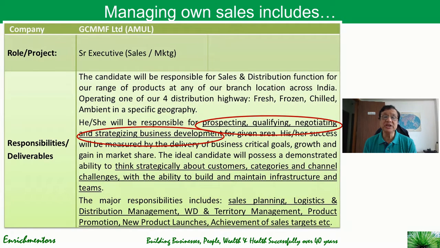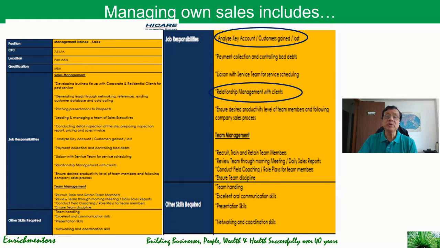And you will see if you read it through, there are two categories of responsibility. The first one, managing your own sales, includes prospecting, qualifying, negotiating, and strategizing business development for a given area. So what you see is prospecting, qualifying, negotiating, and concluding the deal, which is actually doing your own sales, right? So that's one area. Let's look at one more job description, of a company called High Care. There, in the job responsibility at the top, circled, you see: analyze key accounts, customers gained and lost, and manage relationships with the client. So again, here you are doing your own sales.